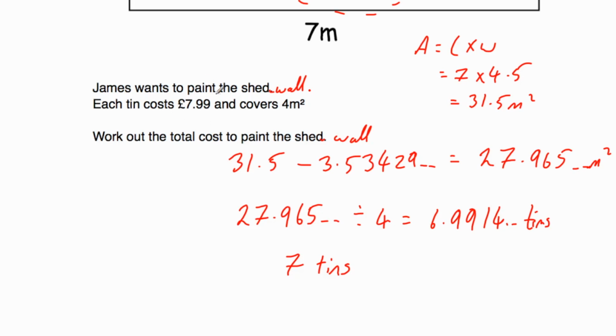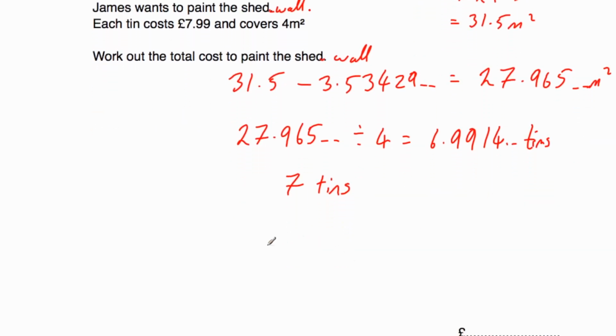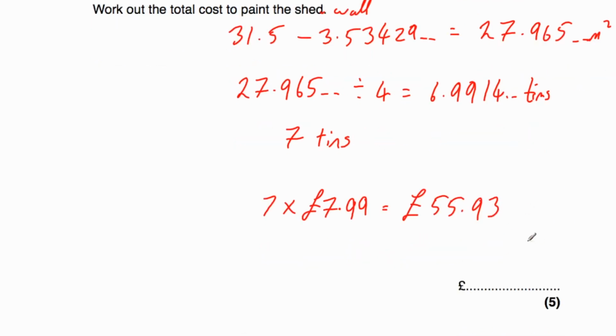And each tin costs $7.99. So if we do 7 lots of $7.99, that'll be how much money he needs to pay. So 7 times $7.99 is equal to 55.93. So it would cost him £55.93. So that's how much it would cost James for the paint, £55.93.